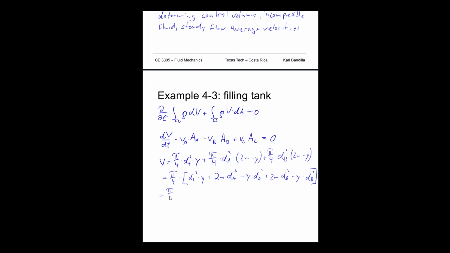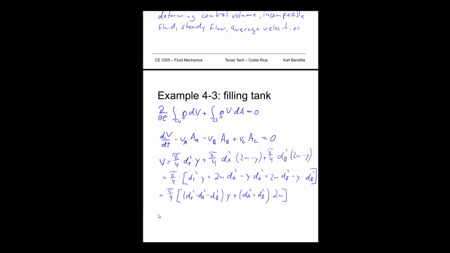Is equal to pi over 4. Now if we combine the terms that have y in it, then we would get dt squared minus dA squared minus dB squared times y. And then we get the two terms that are involving 2 meters. So we'd have dA squared plus dB squared times 2 meters, right? That's just combining terms to make it a little easier to write. So that is our volume.